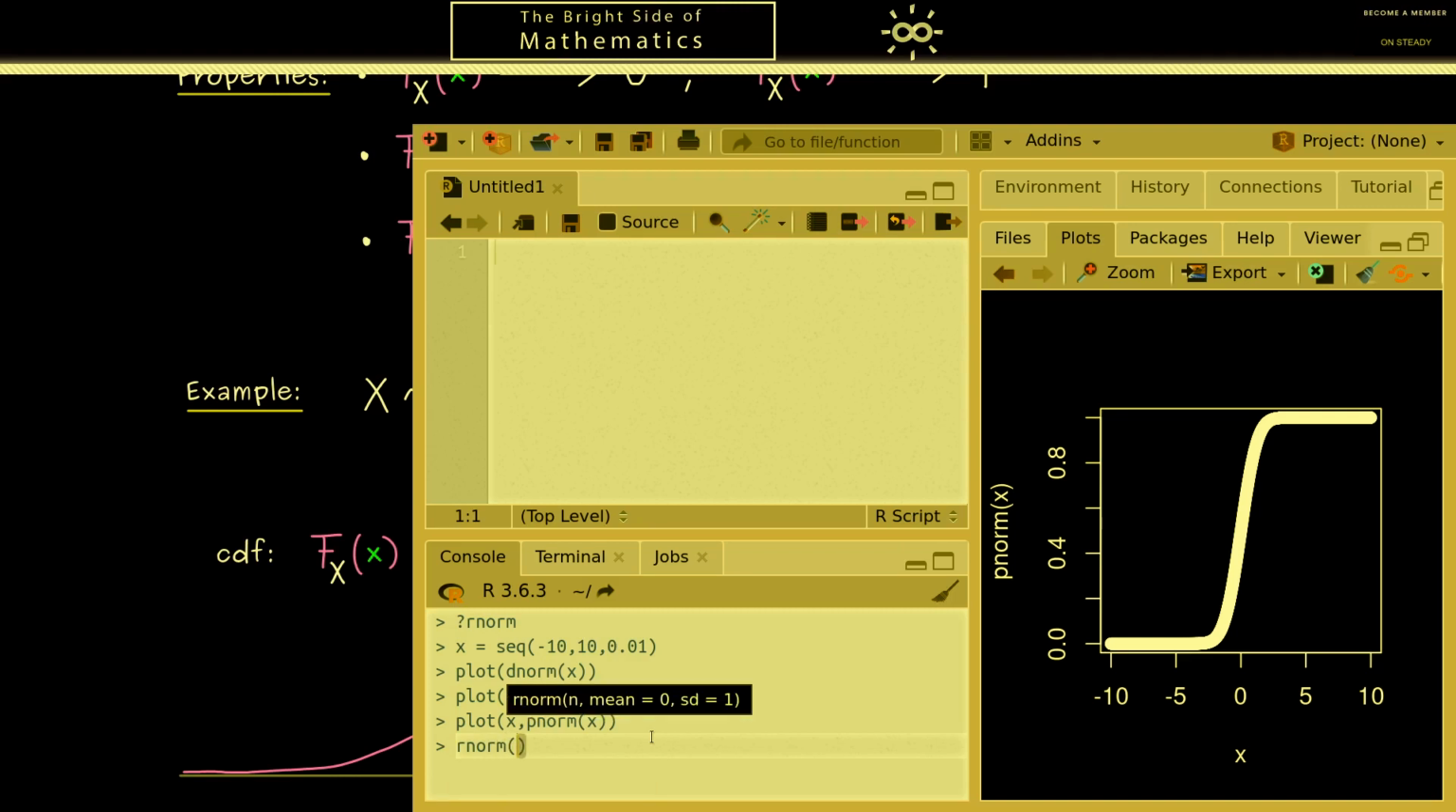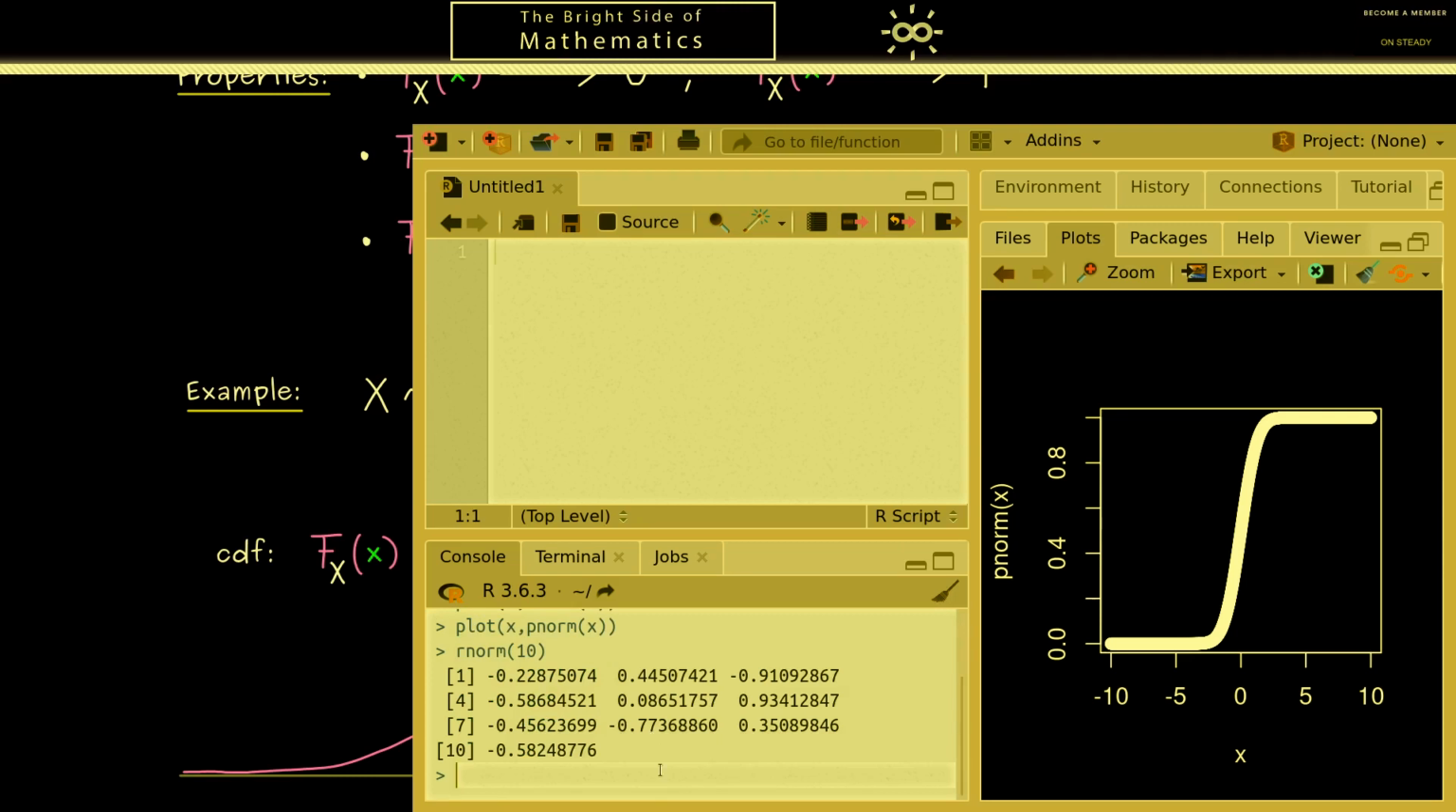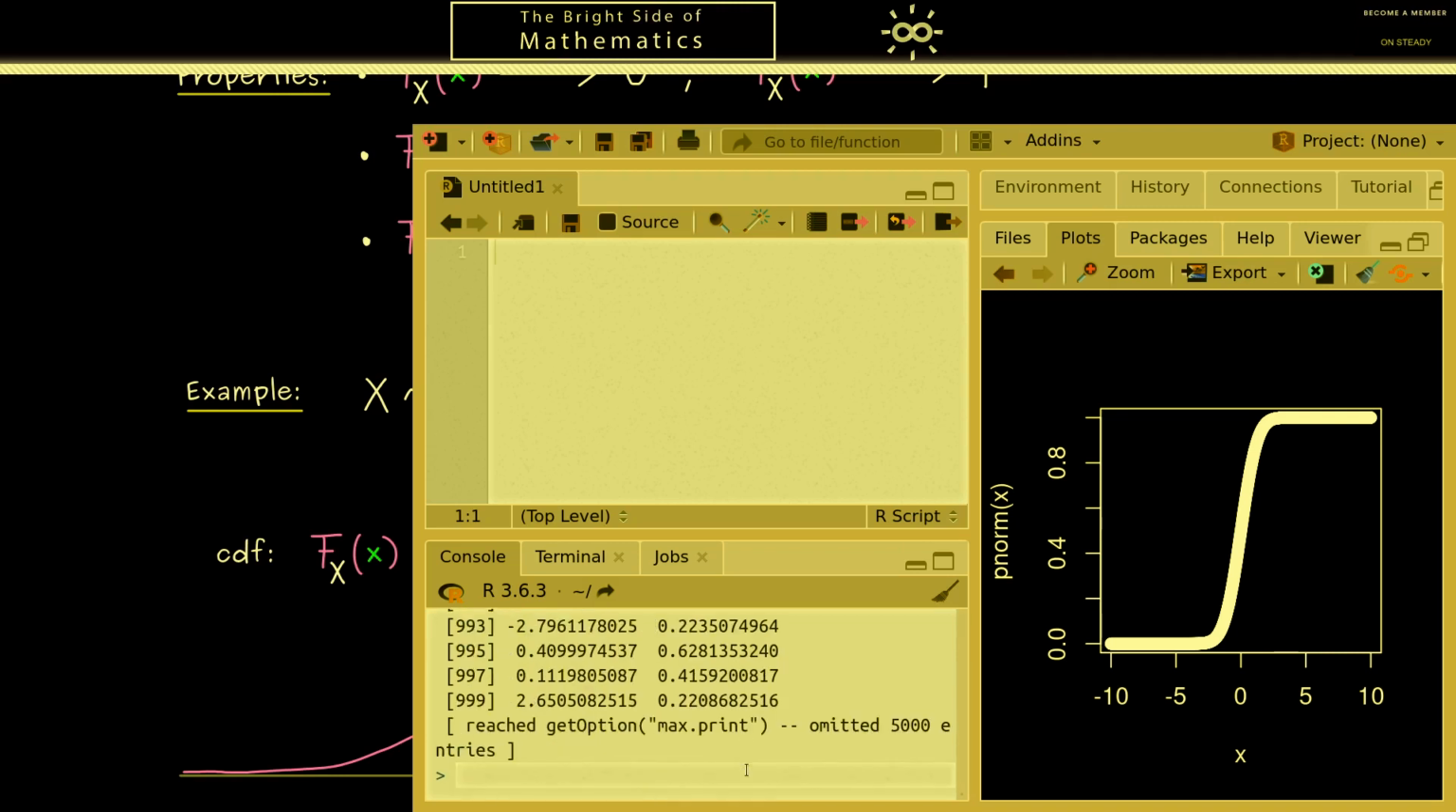Okay, now at the end of the video, we can also look at the function rnorm. If we put in a number, we get as many samples as we want. In this case, we took 10, but of course we could also take 6,000, for example. Showing all of them is not so exciting, but maybe a histogram is. So let's put in histogram of rnorm 6,000.